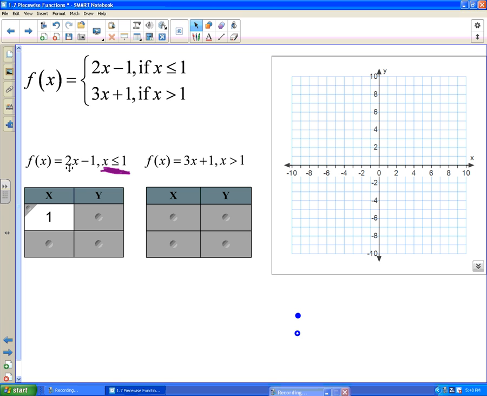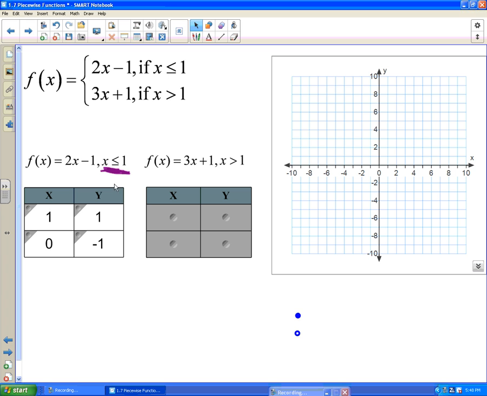If I input a 1, I have 2 times 1, which is 2, minus 1, which is 1. So I have the point 1, 1. Then I want to pick an x less than 1, so I pick 0. 2 times 0 is 0, minus 1 is a negative 1. Now I have enough to graph my line.